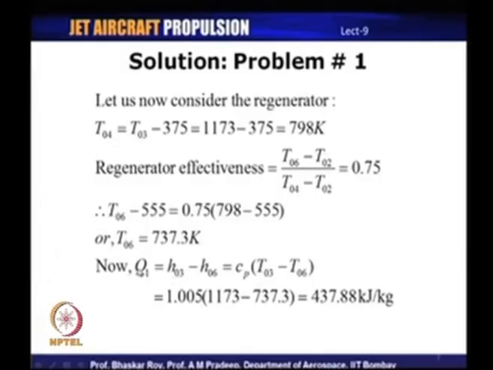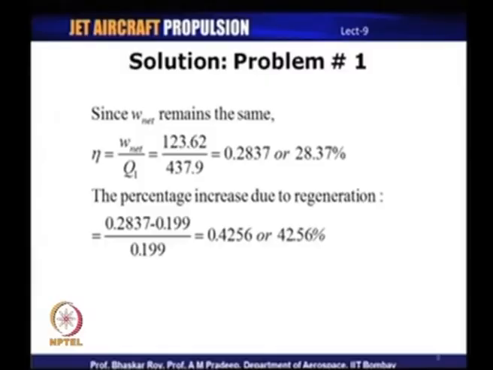Now, the heat input will be equal to H03 minus H06. You can see immediately the difference: you need to add only this much heat here instead of H03 minus H02. So, this will be equal to Cp times T03 minus T06, which comes out to be 437.88 kilojoules per kilogram. So, heat input has changed, but net work output does not change, because we are not doing anything to the turbine or the compression process. Therefore, the efficiency of this cycle would now be equal to 123.62 divided by 437.9.